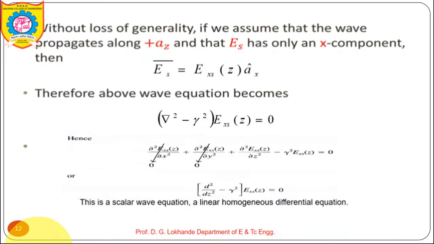Now without loss of generality, if we assume that the wave propagates along a_z and that E_s has only the X component, then E_s bar is equal to E_xs(z) a_x cap. Therefore the above wave equation becomes (del square minus gamma square) E_xs(z) equal to 0, and the final scalar equation we get is a linear homogeneous differential equation.